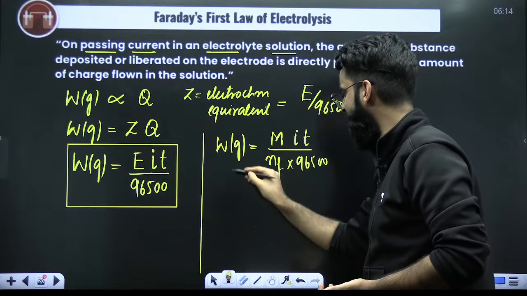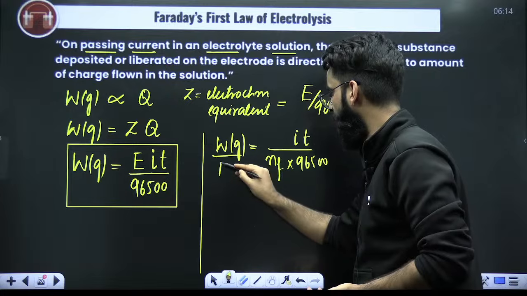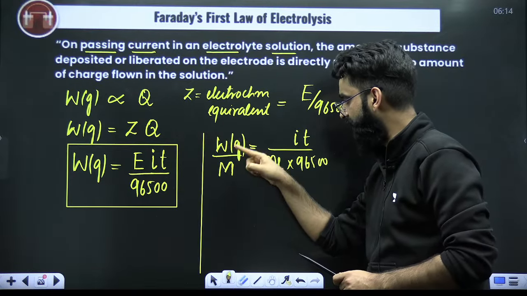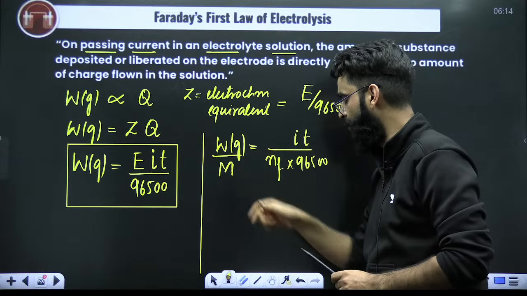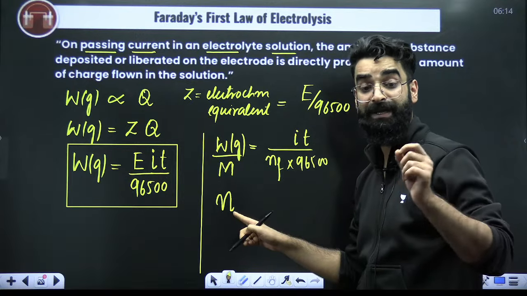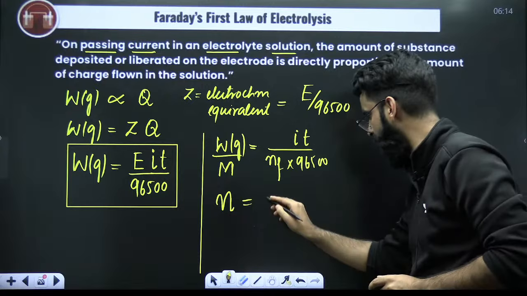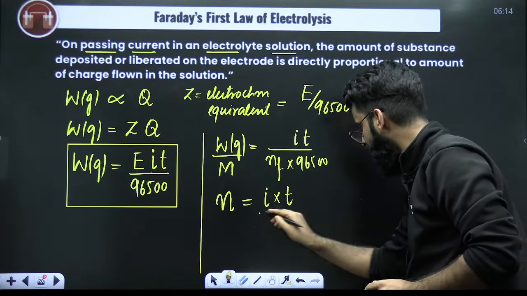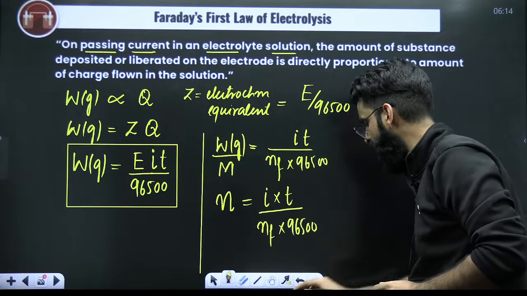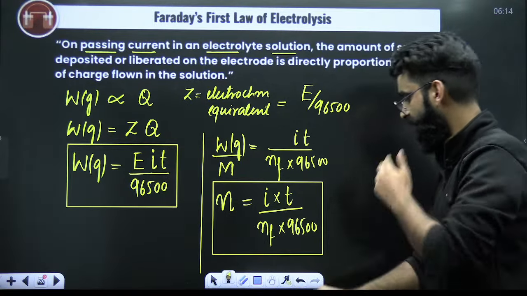If you take this molar mass to the denominator, what do we get? W divided by M, the mass of substance deposited or liberated divided by its molar mass. Given mass by molar mass is called moles. So n represents the number of moles of the substance deposited or liberated. It is equal to I multiplied by T divided by the n factor of the same substance multiplied by 96500. This is something which I want you guys to remember again.